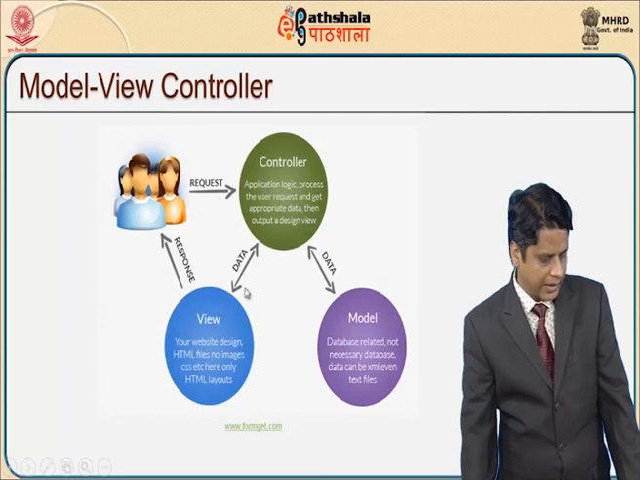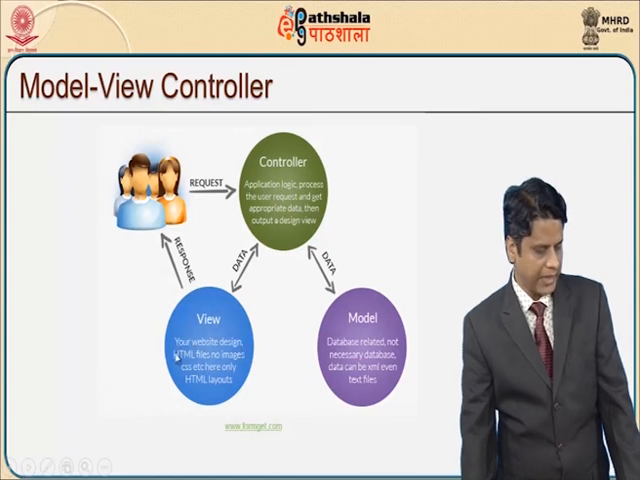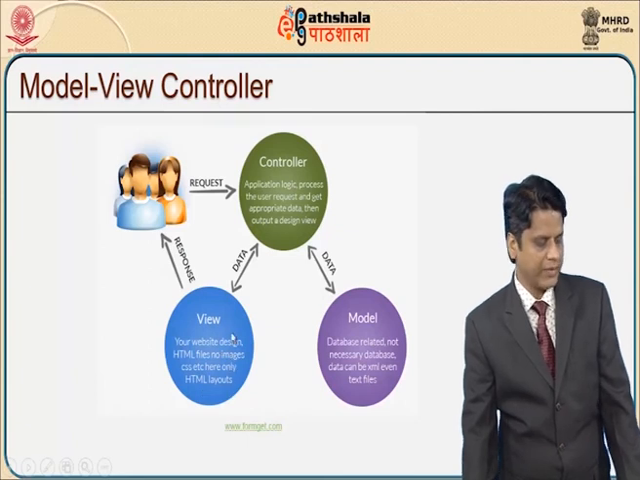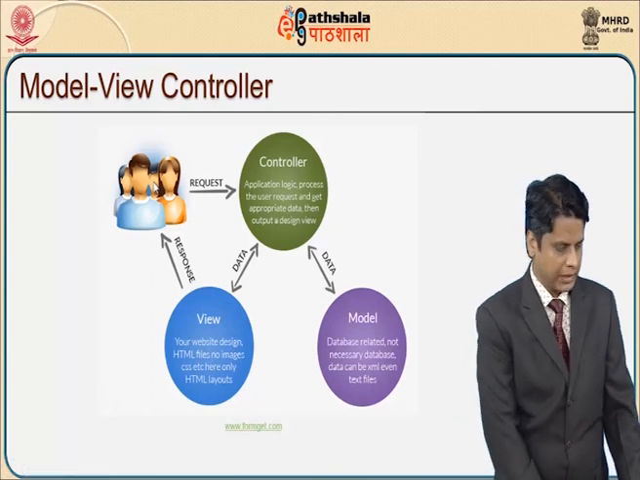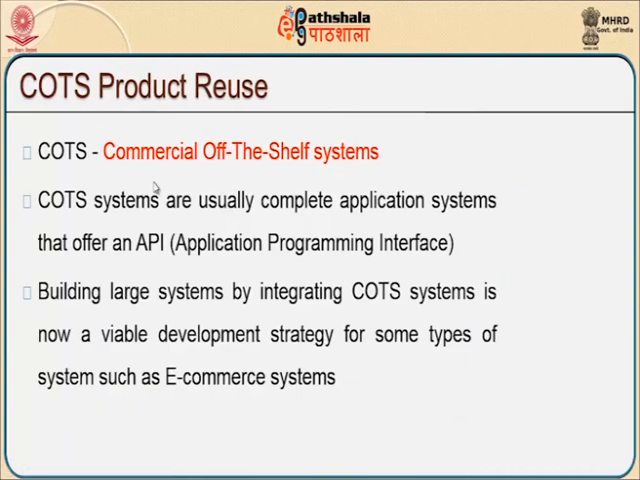And there is another set of data which can be viewed by the external world: your website design, HTML files, no images, CSS, etc. Here only HTML layouts are given as a response back to the user. So this is a simple MVC that we could construct. When we look at commercial off-the-shelf product reuse, these are usually complete application systems that offer an application programming interface. Building large systems by integrating COTS systems is now a viable deployment strategy for some types of systems, such as e-commerce based systems.